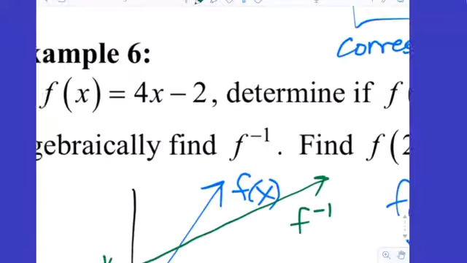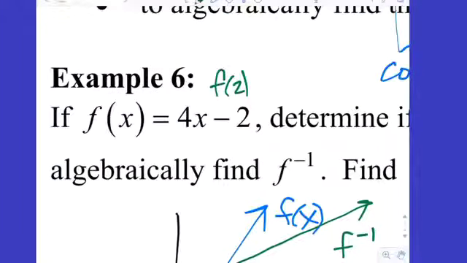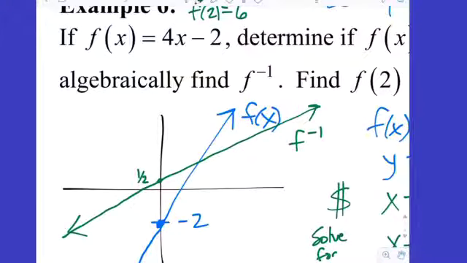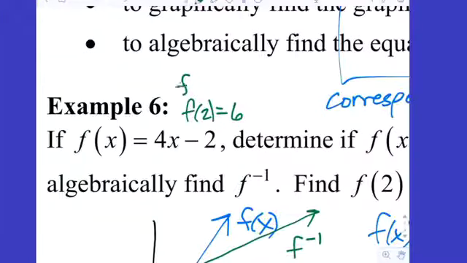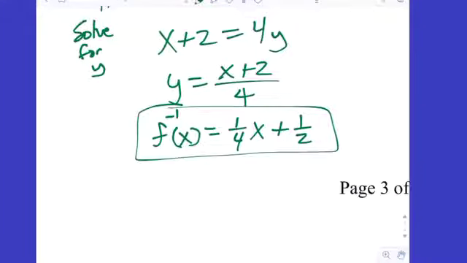All right, so what's f of 2? Let's figure that out real quickly. What's f of 2? 4 times 2 is 8. 8 minus 2 is 6. So if there's a point 2, 6 on the graph of f, what is the point on the graph of the inverse that corresponds to it? f inverse of 6 must equal what? 2. Yeah, and you could verify that right here. If you plug in a 6 for x, 6/4 is the same as 3/2. 3/2 plus 1/2 is 4/2, also known as 2.